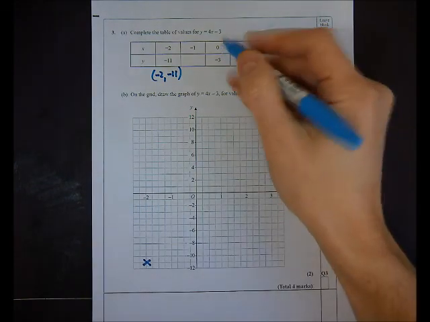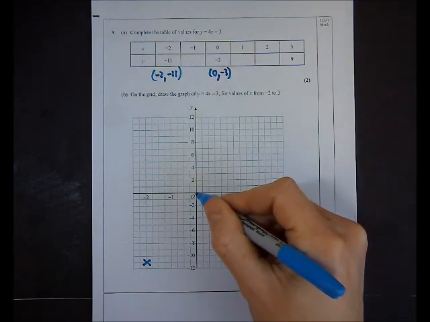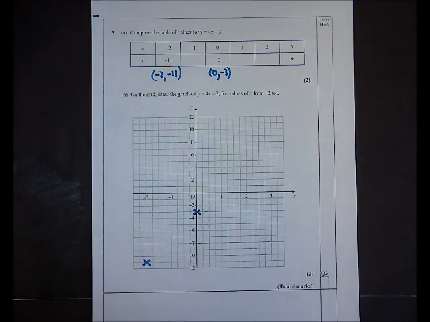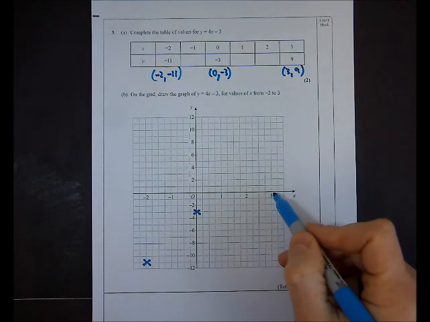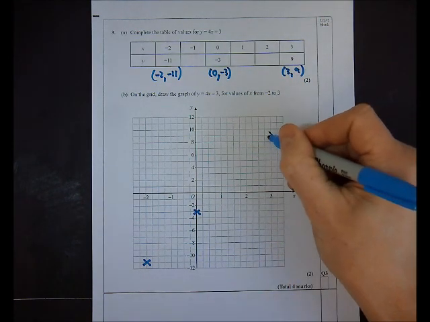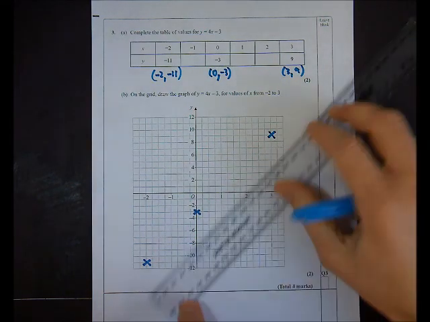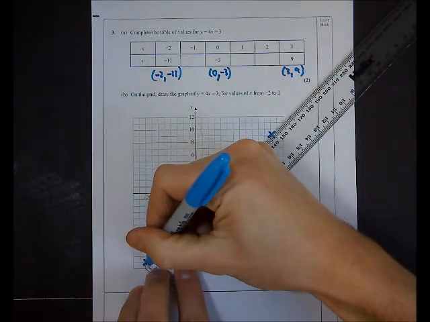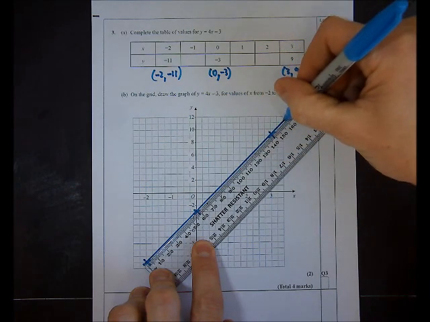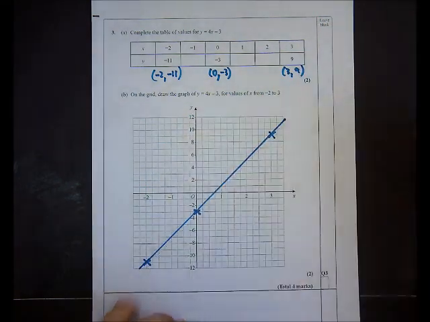Similarly, I've got this point here, which will be x = 0 and y = -3, so 0, and then down to -3. And the final one, I've got 3 and 9, so across to 3 and up to 9. Now, looking at those 3 points, they're in a straight line already, so I should be able to join them from one to the other, going all the way across my graph. And I need to add a little bit on at this point down there.